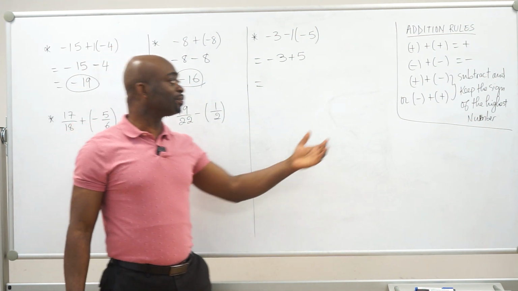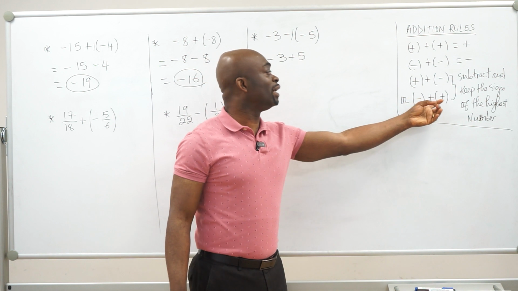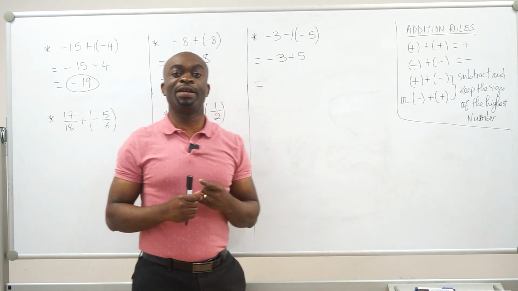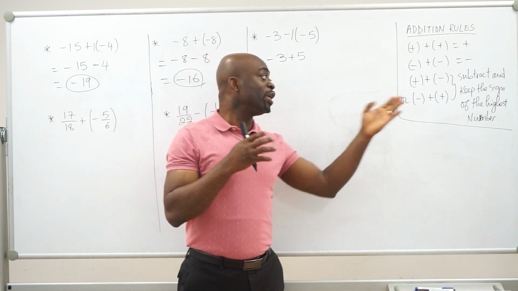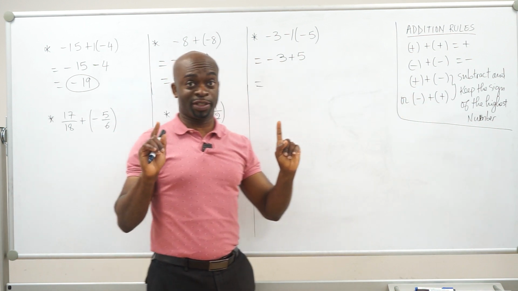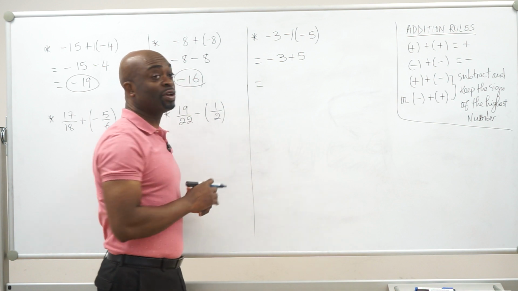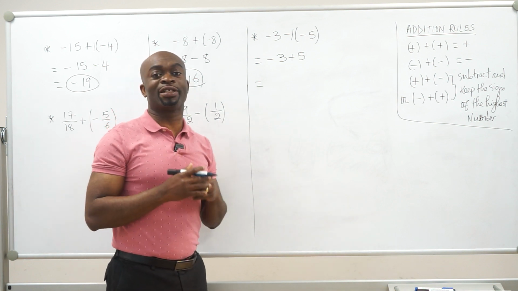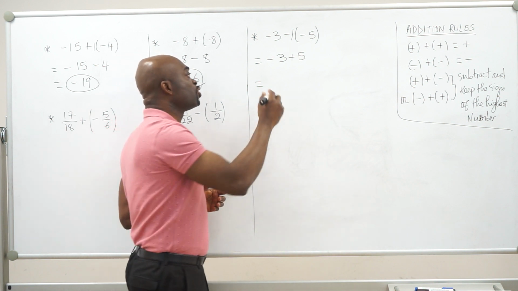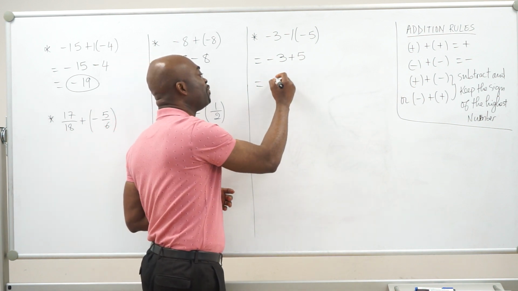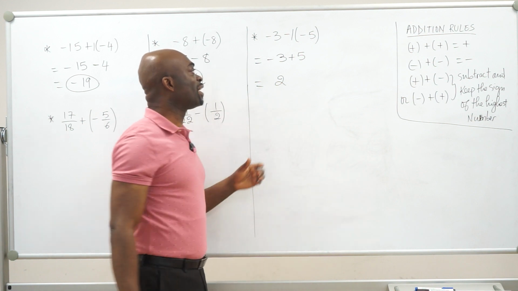So again, negative and plus. One is negative, the other is a positive number. So what do we do again? We subtract first. That means we subtract 3 from 5. We always subtract the smallest number from the largest number to make our lives a lot easier. So you take away 3 from 5, you get 2. And then what's the sign of the highest number?